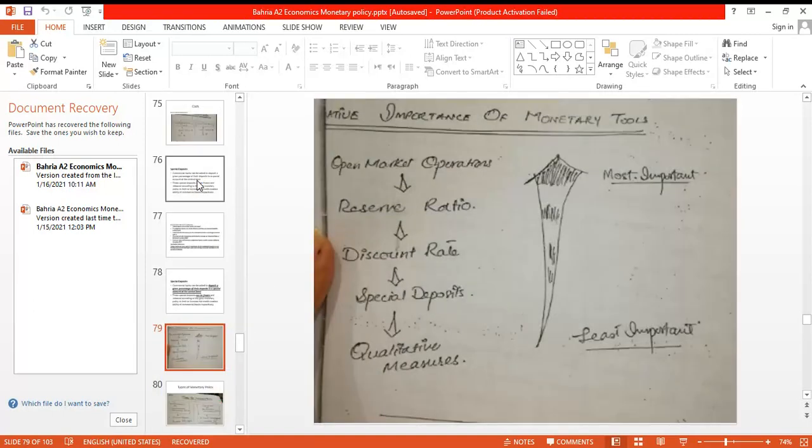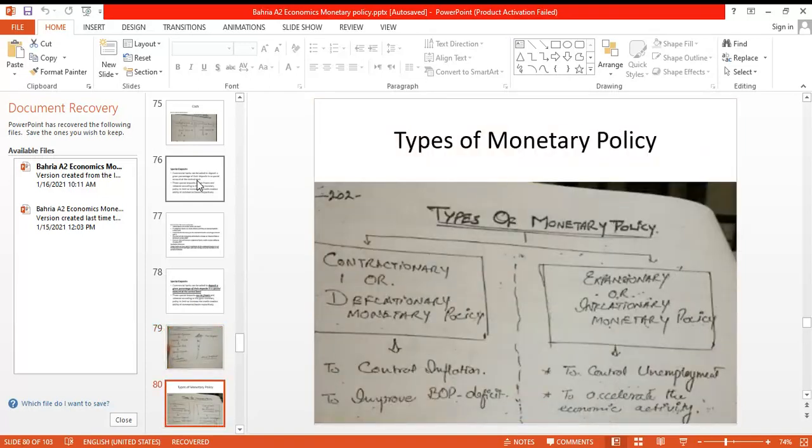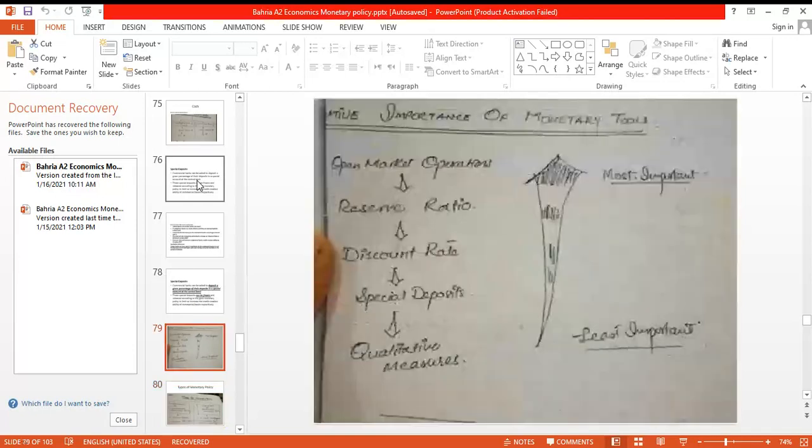This diagram shows the relative importance, of course, and the importance in terms of use. Open market operations are very regularly used. Okay, then reserve ratio, then discount rate, then special deposits, and qualitative measures. So as you have seen, we have divided the monetary policy into two types. There is contractionary and there is expansionary. So when the government wants to expand the economy, what's it going to do? It's going to buy back the bonds in open market operations.